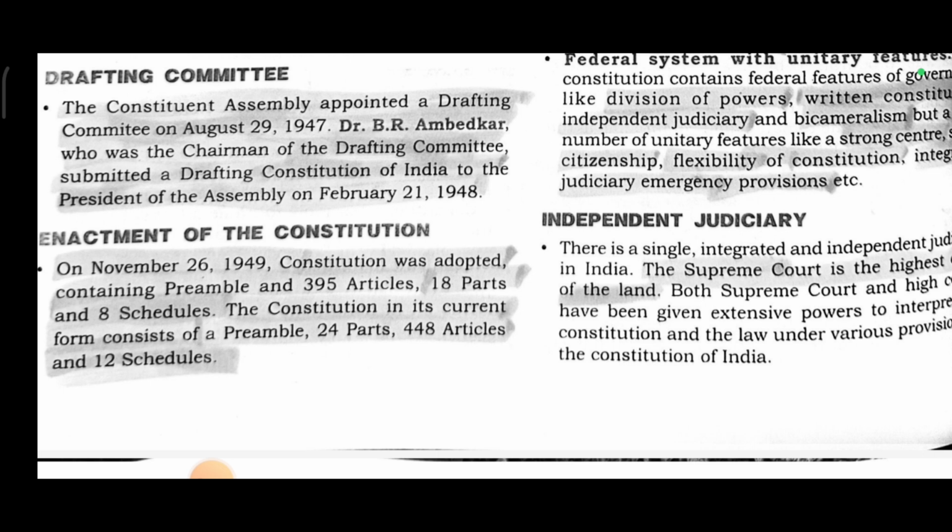Enactment of the Constitution. On November 26, 1949, the Constitution was adopted containing a preamble, 395 articles, 18 parts, and 8 schedules. The Constitution in its current form consists of a preamble, 24 parts, 448 articles and 12 schedules.